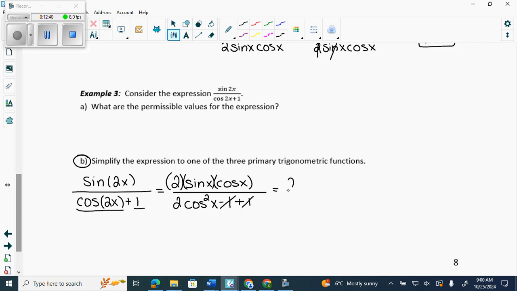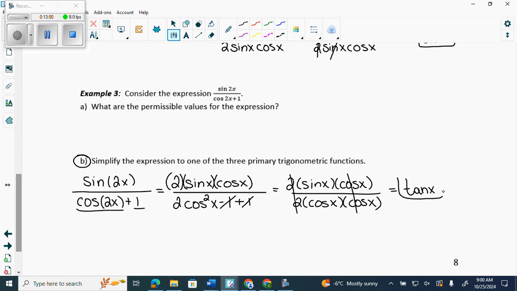So I have 2 sine x cos x over 2 cos x, technically, if I so choose, because cos squared x is just the same thing. Gone, and I'm left with the simplified answer. But there were non-permissible values, because see I have cos x in the bottom, I would have to say where cos x can't equal 0, and I'd have my non-permissible values.